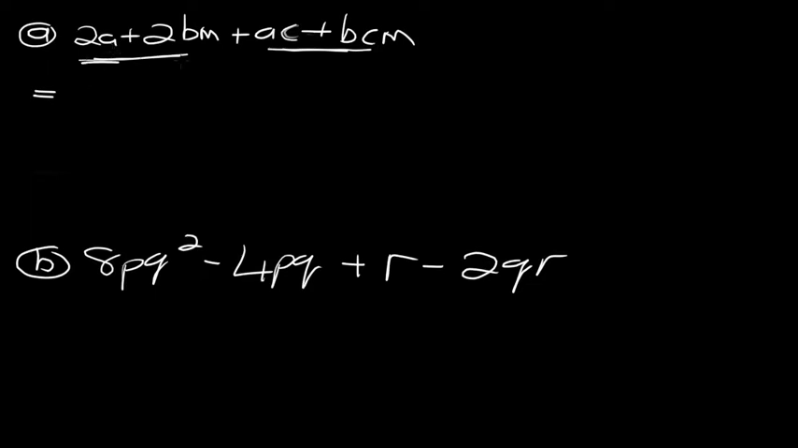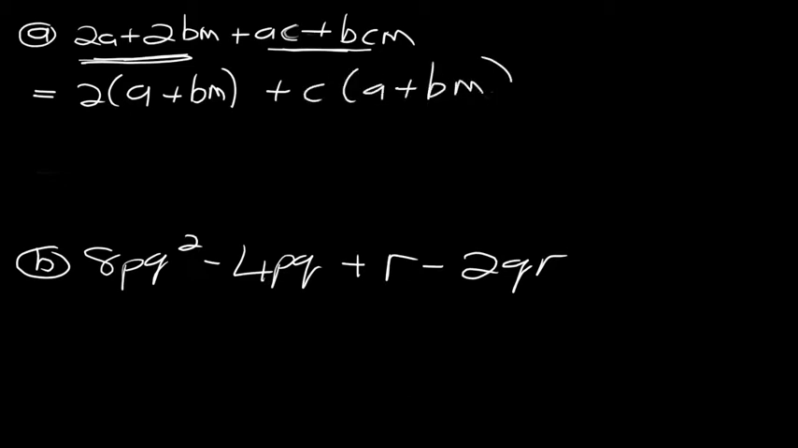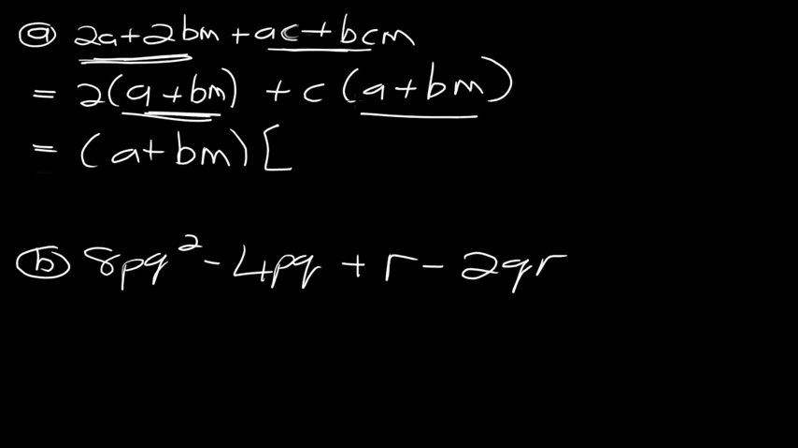Let's say we group these two together and we take out 2 as a common factor, then we are left with a plus bm. Here, if we take out c, we are left with a plus bm. And so now you can see we can take out a plus bm as a common factor, a common bracket. And what are we left with after we've taken out a plus bm from both of these terms? You have 2 plus c that is left.